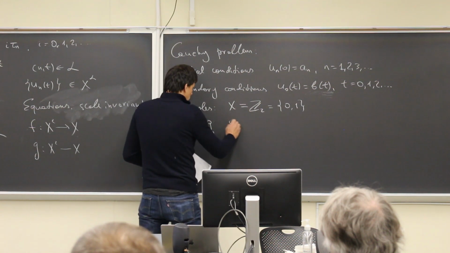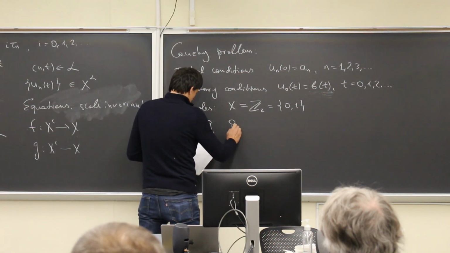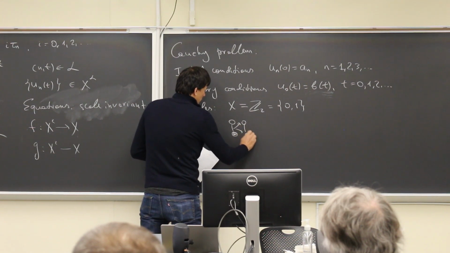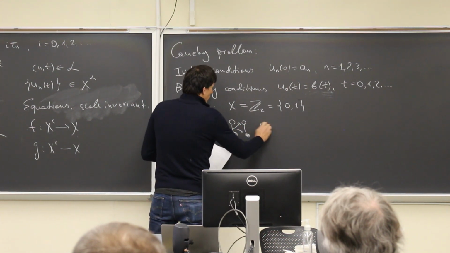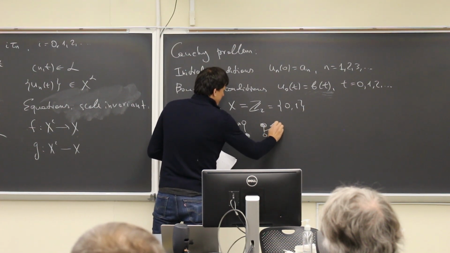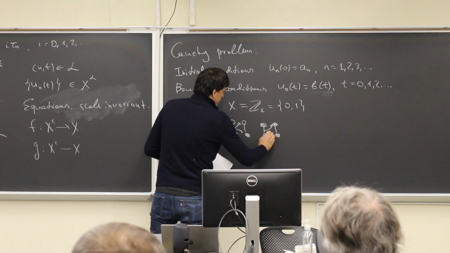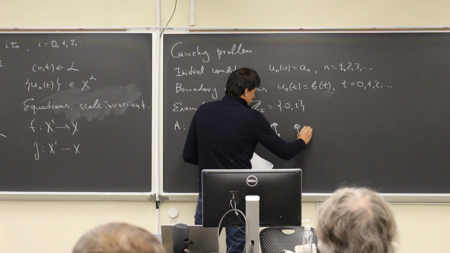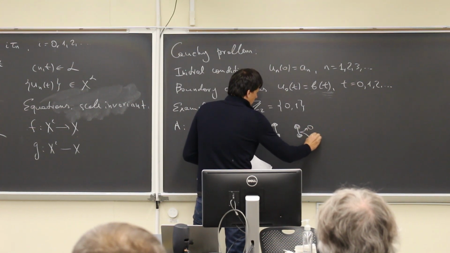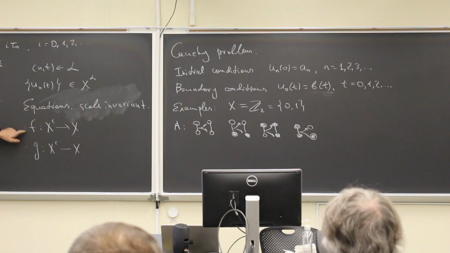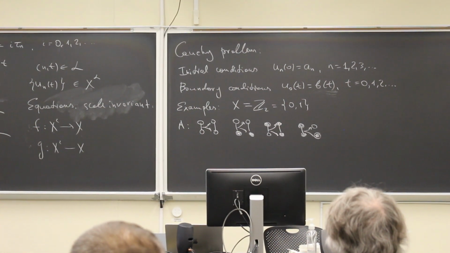And then 0, 1 gives us 0, 1, so nothing changes. Then 1, 0 gives you 0, 1, 1. And 1, 1 gives you 0, 1. This is just an example of these two functions. Upper part is f, lower result is g.